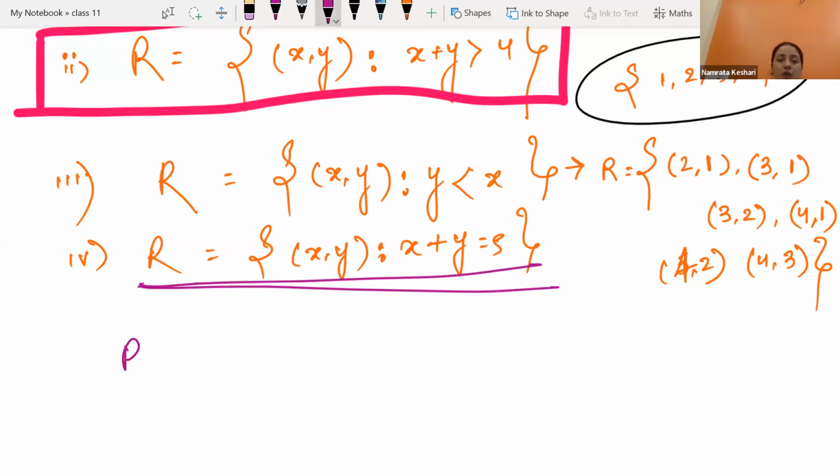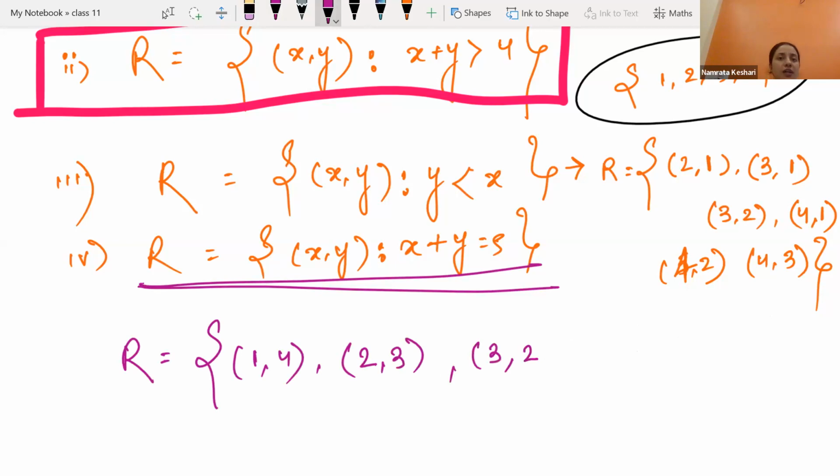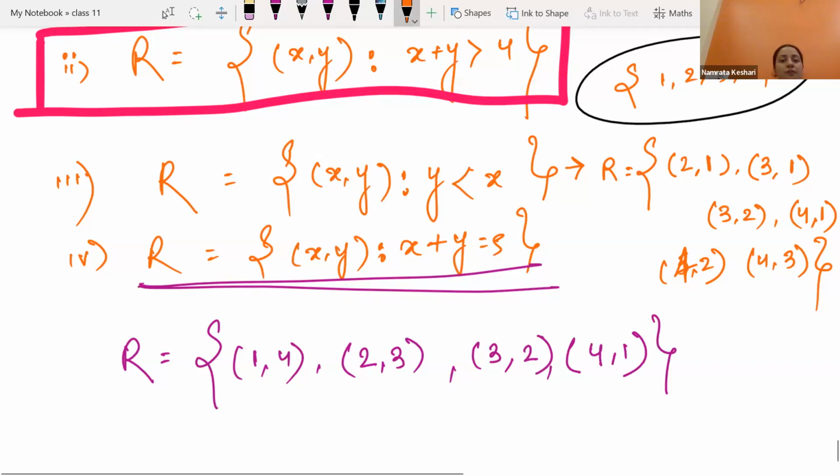Okay, this one, let's do it quickly. R will consist of all those ordered pairs where x plus y is 5. So I can take x as 1 and y as 4, x plus y is 5. We can take x as 2 and y as 3, x plus y is 5. We can take x as 3 and y as 2, x plus y is 5, right? Yes, ma'am. We can take x as 4 and y as 1, x plus y is 5. And we are done. Now we will check whether it is a function or not.